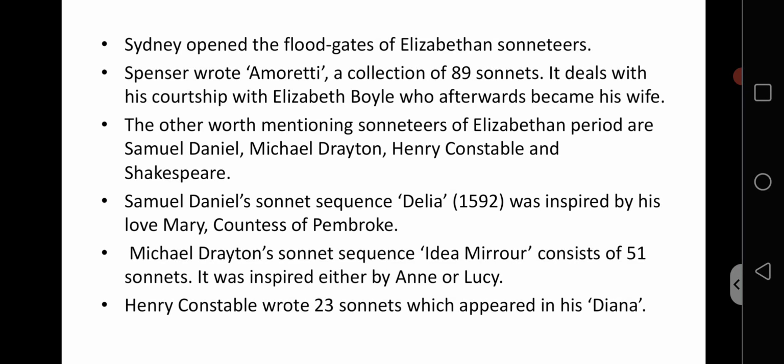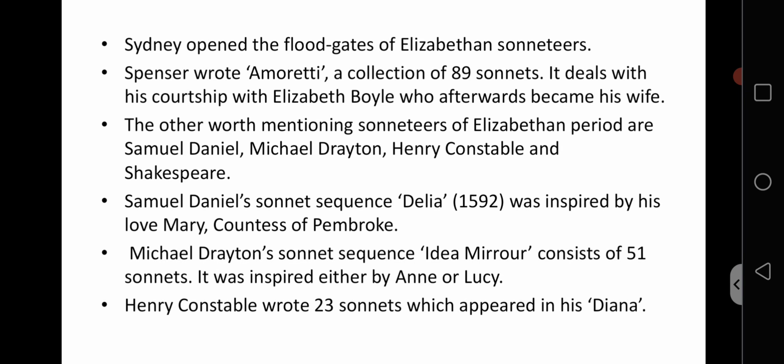Samuel Daniel's sonnet sequence, Delia, was inspired by his lady love, Mary, Countess of Pembroke. So Samuel Daniel has written some sonnets and they were published in his book Delia. Again, these are love sonnets, and these sonnets are addressed to a lady. Her name is Mary. She was Countess of Pembroke.